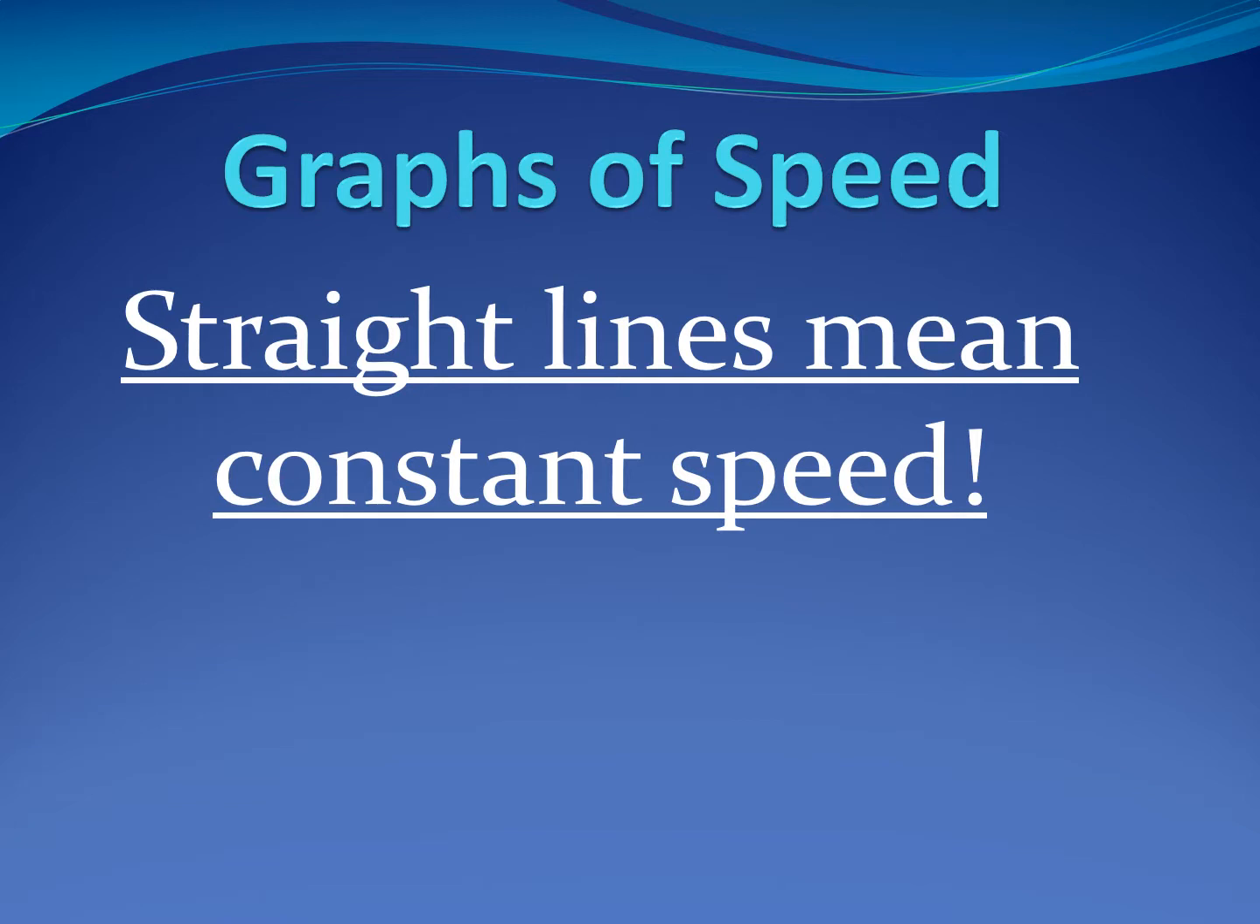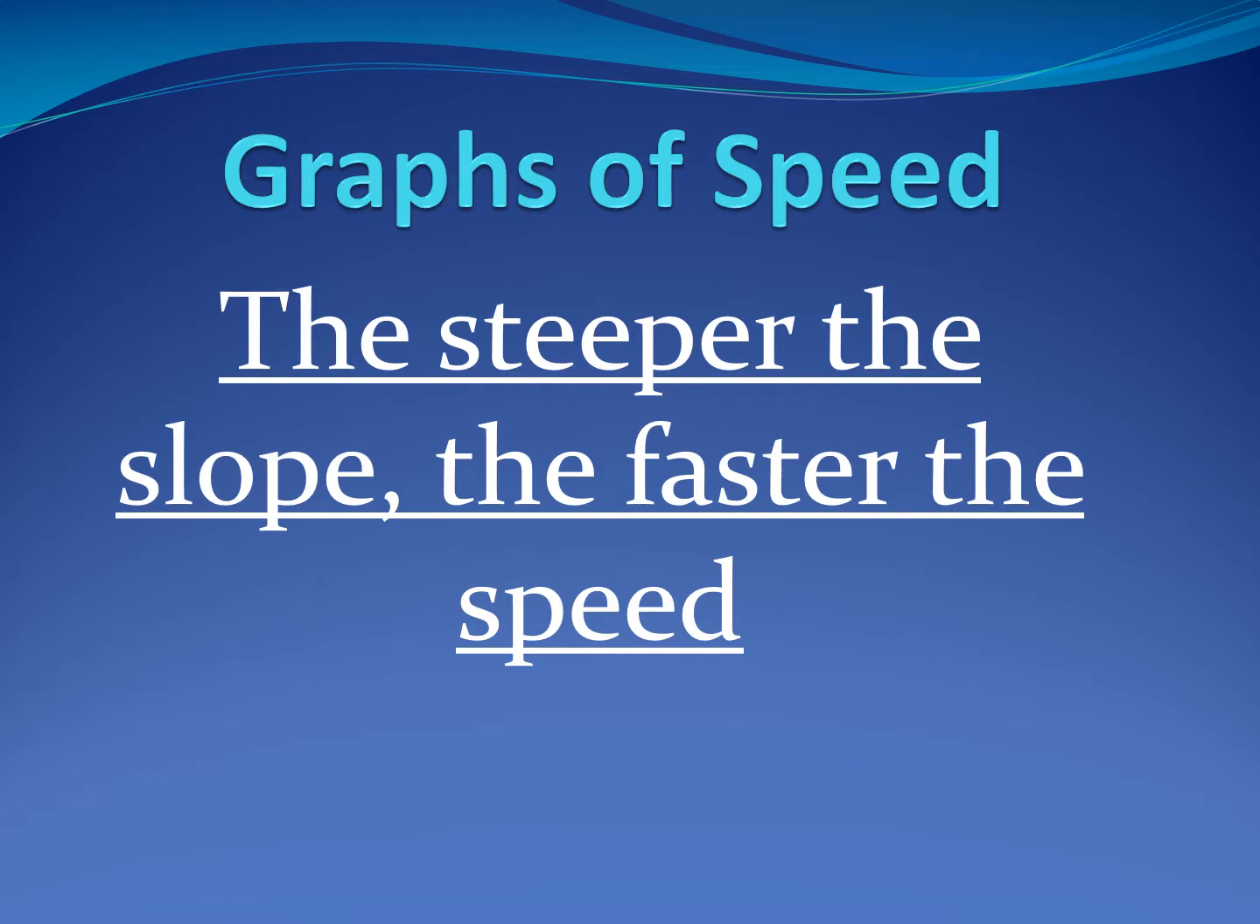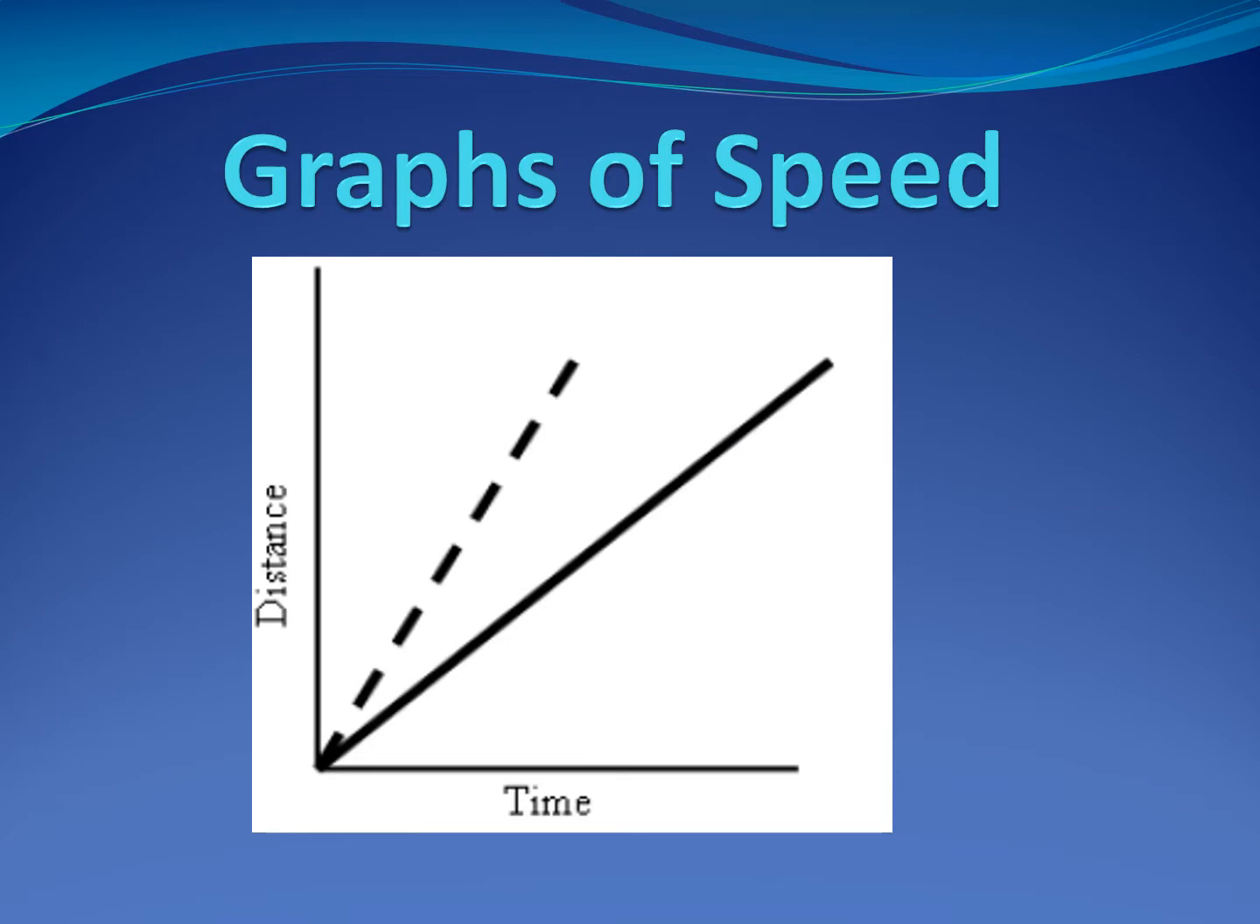Straight lines mean that it's going at a constant speed. And the steeper the slope, the faster the speed. This is very true because it's covering the same distance in a shorter amount of time. That means it's faster. And so this is what this graph shows.